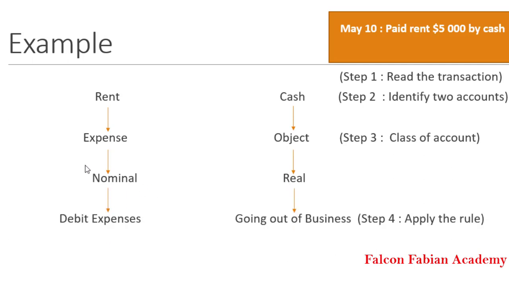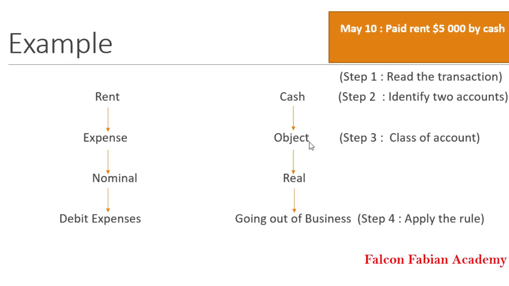Now the rule for nominal account was debit all expenses and losses and credit all incomes and gains. Rent is an expense, therefore it will be debited, and the rule for real account was debit what comes in the business and credit what goes out of the business.